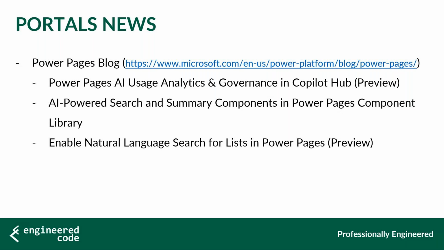One is, again, AI-powered search, so basically being able to add a search box that uses the AI-powered search capabilities. You can do that right in the WYSIWYG editor that we have in the Power Pages Design Studio. And the other one is the summary component.